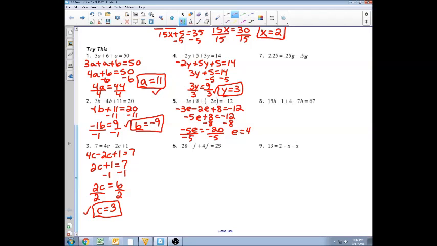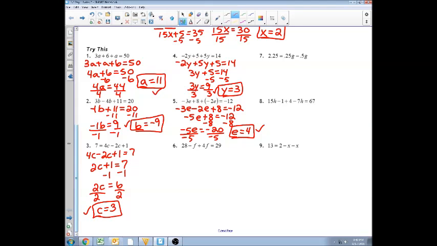Well, negative 3 times 4 would be negative 12. Negative 12 plus 8 would be negative 4. Negative 2 times 4 would be negative 8. Negative 4 minus 8 would, in fact, be negative 12. So my answer is good. Let's look at number 6.